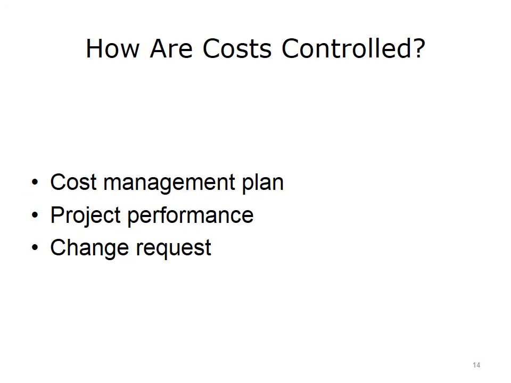The cost management plan provides information on how project cost performance is measured and controlled. Project performance reviews are used to compare the actual project cost performance to the planned performance. A change request may result if cost variances are detected. The change request can involve preventive or corrective actions to the cost performance baseline or project management plan.